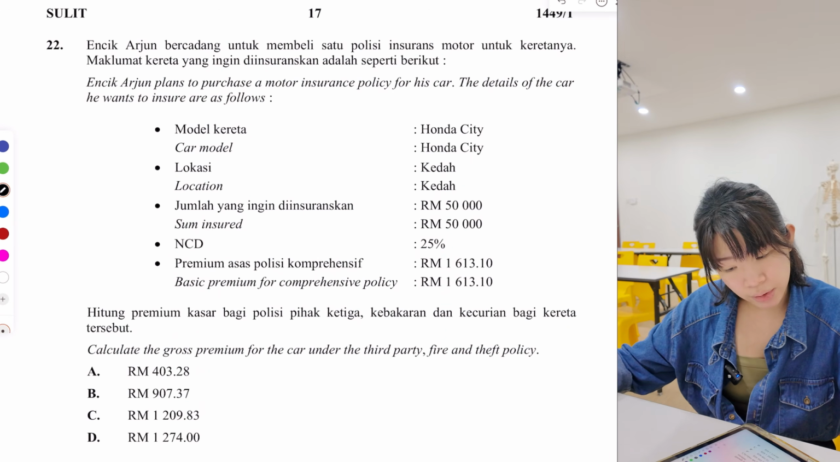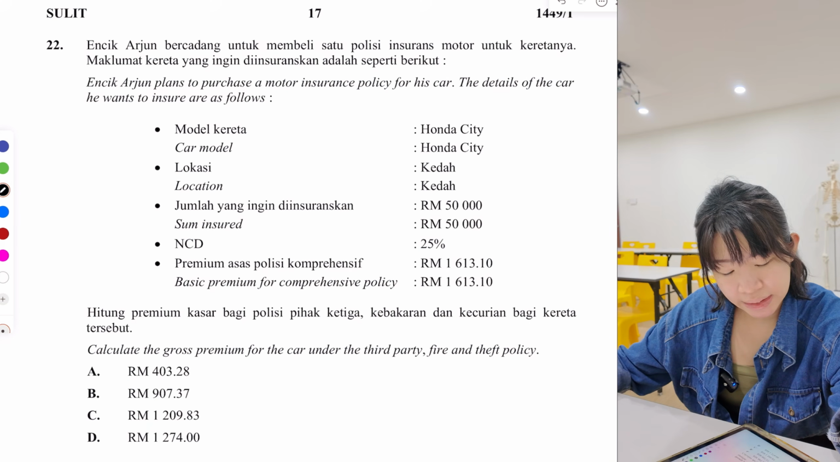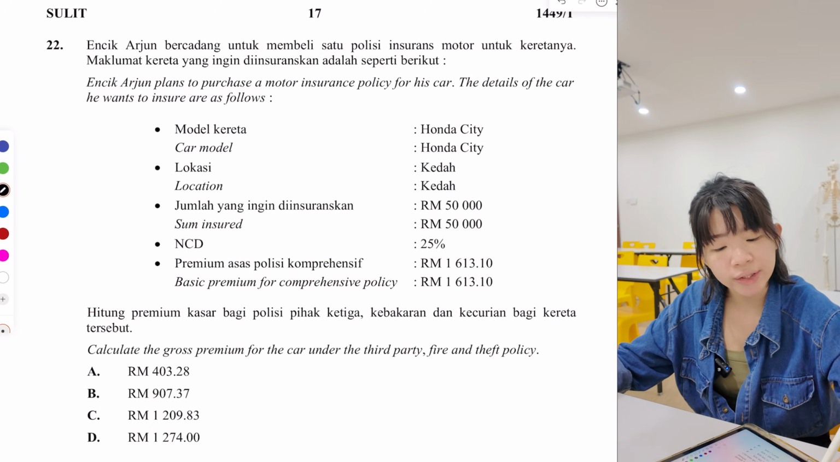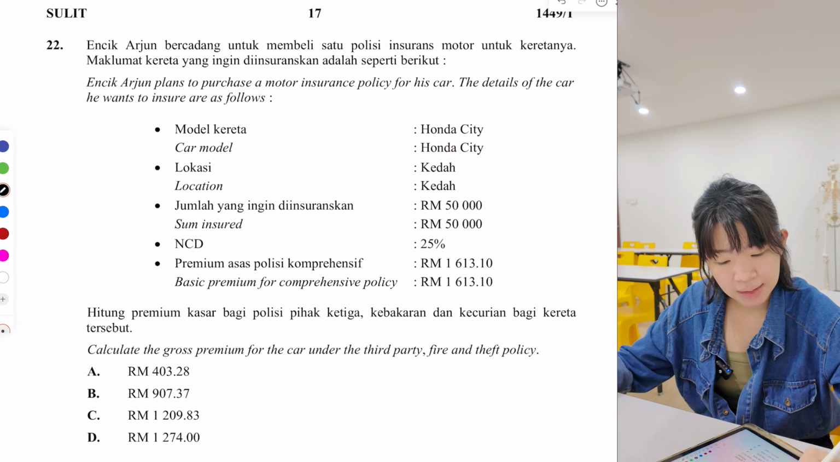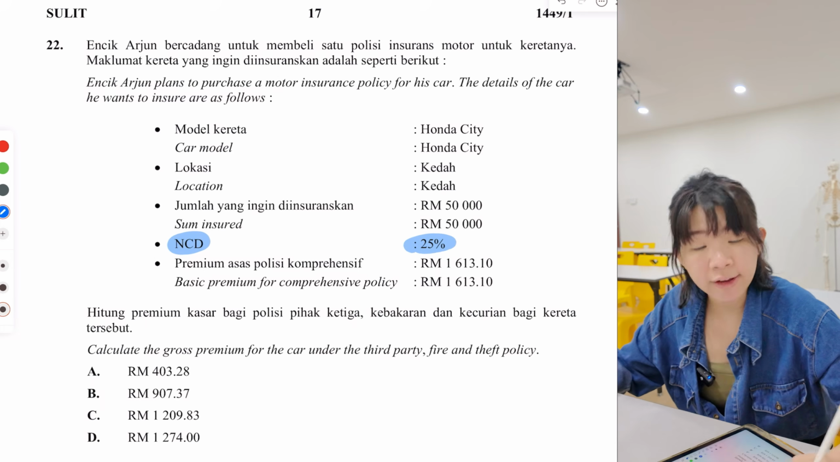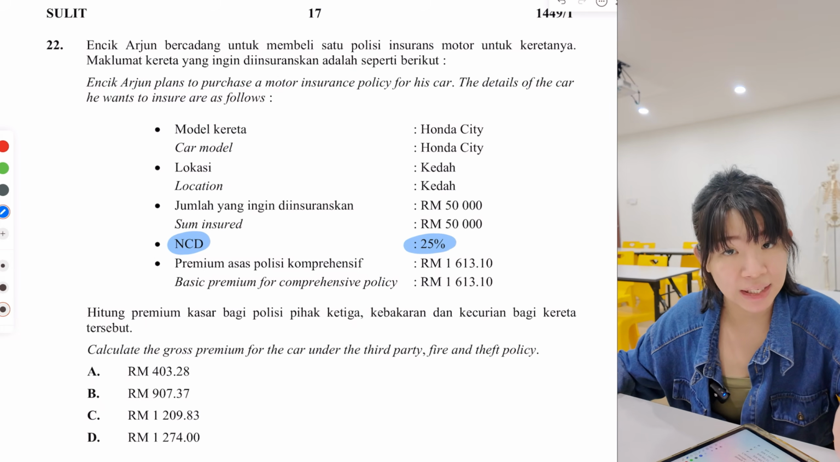Okay, now let's look at 22. Encik Arjun plans to purchase a motor insurance. The details of the car he wants to insure are as follows: car model Honda City, location Kedah, sum insured 50,000. Here they say NCD 25%, meaning this person is entitled to a 25% discount at the end.